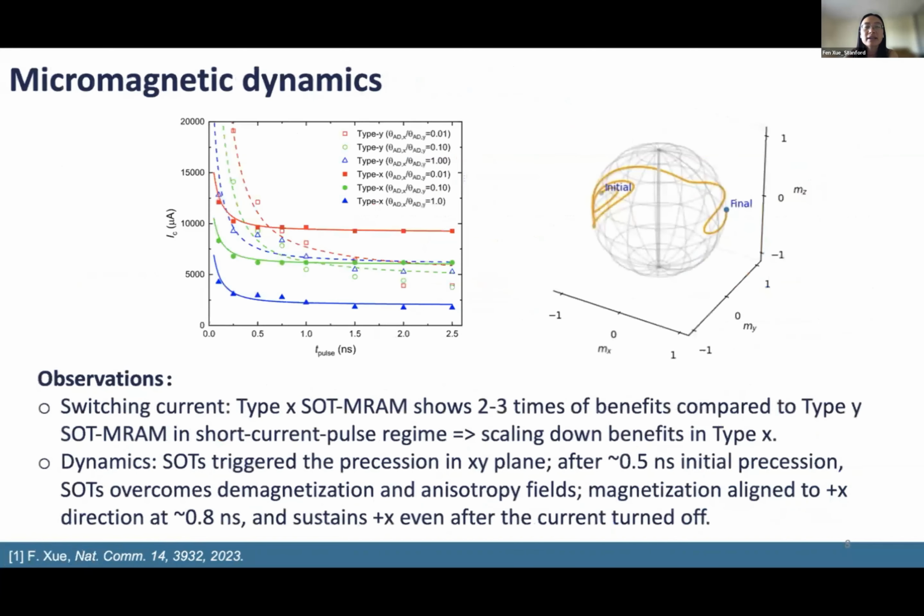We also did a micromagnetic simulation to compare type X and type Y configurations with different ratios of X and Y spin polarization. With regard to the switching current, the type X SOT MRAM shows about 2 to 3 times benefits compared to the type Y SOT MRAM, especially in the short current pulse regime, which means type X can benefit from scaling down.